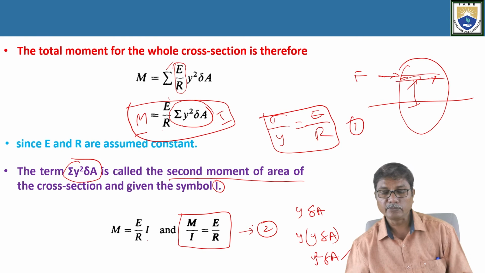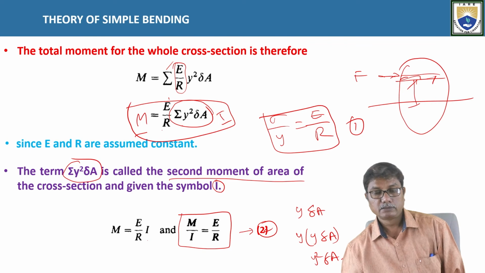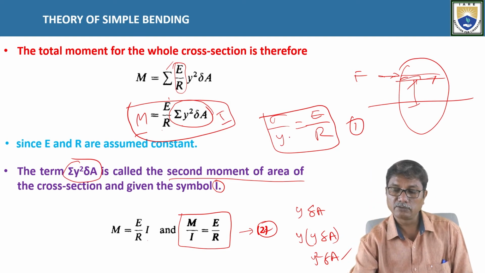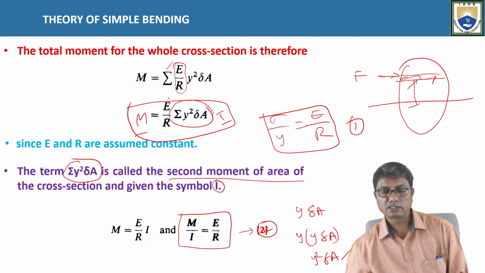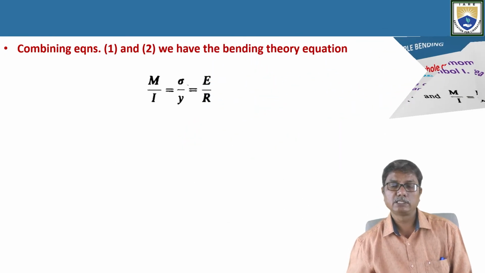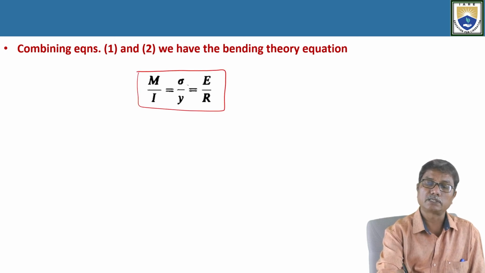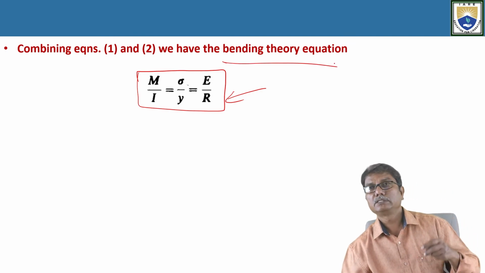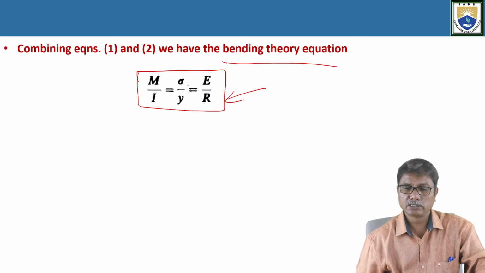So from equations 1 and 2, by combining, we can combine these two because sigma by y is equal to E by R and M by I is also equal to E by R. So we can write the equation as M by I is equal to sigma by y is equal to E by R. So this is the final bending equation, which is derived based on the assumptions we made in the beginning.